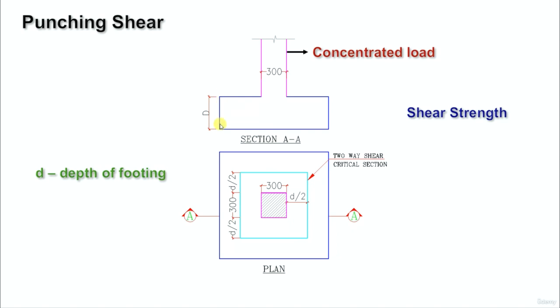First we have to assume this depth of the footing and then we have to check the two-way shear. If it passes the two-way shear, then we have to go ahead with the depth whatever we have assumed. If it is not passing, then we have to increase the depth of the footing and then again we have to go for the calculation. So from the face of the column, in all directions it is d by 2. So this perimeter we need to consider while calculating the two-way shear.